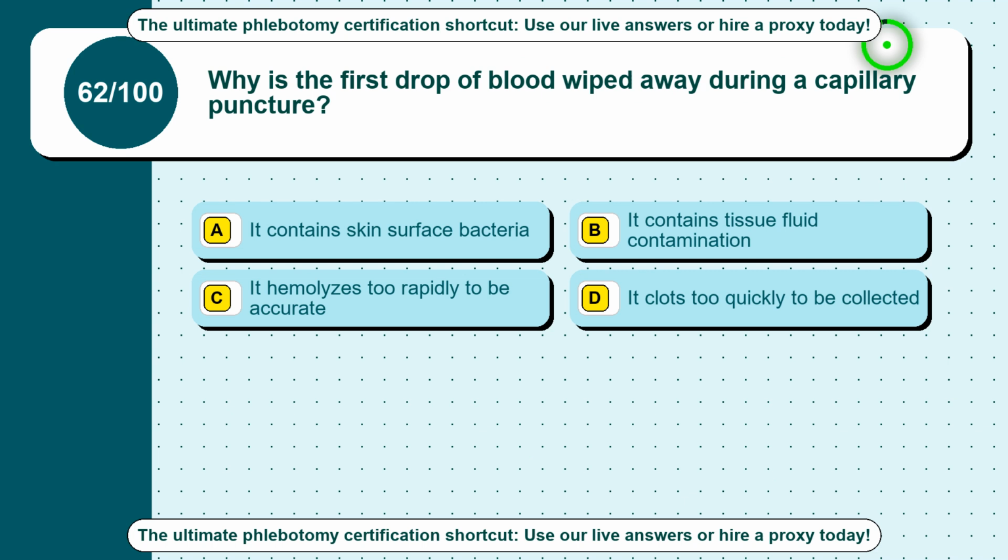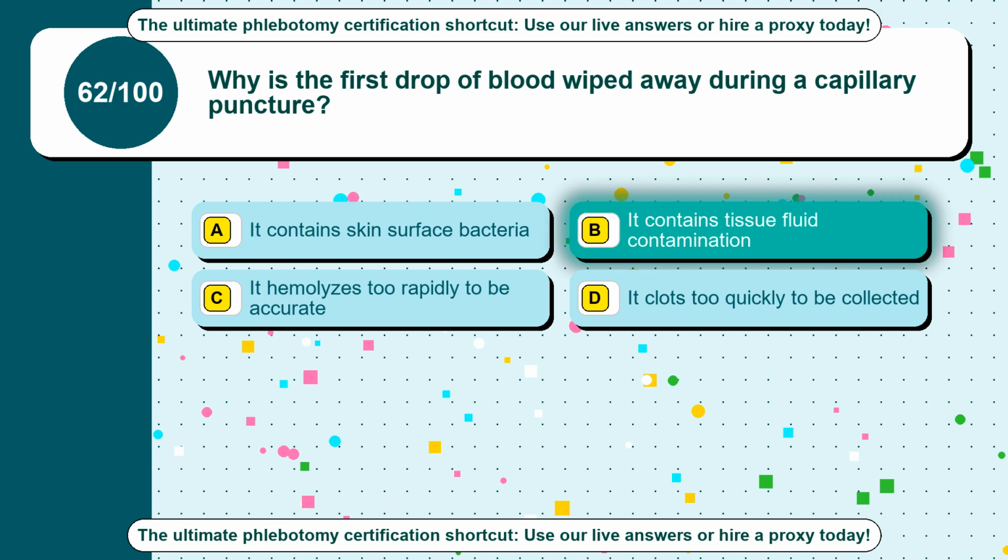Question 62. Why is the first drop of blood wiped away during a capillary puncture? Option A. It contains skin surface bacteria. Option B. It contains tissue fluid contamination. Option C. It hemolyzes too rapidly to be accurate. Option D. It clots too quickly to be collected.